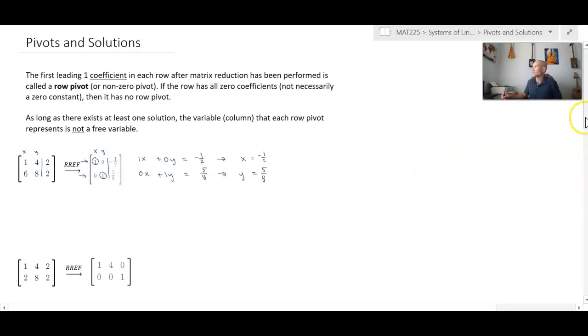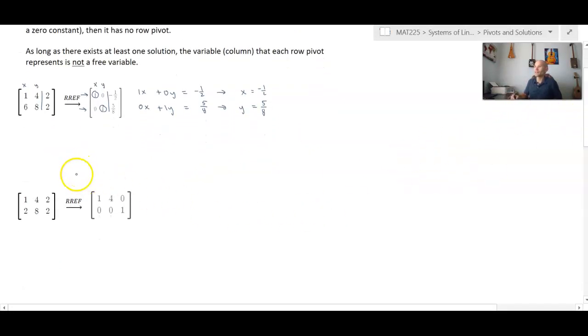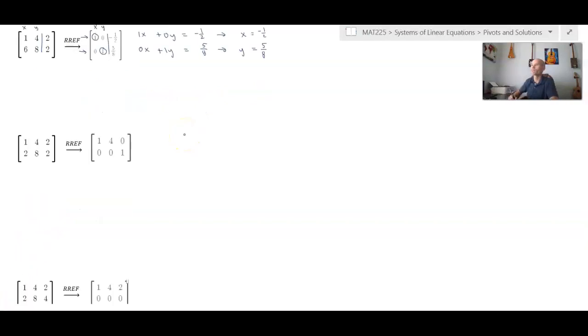In our next example here, something is a little bit different, and this system is 1x plus 4y equals 2, and 2x plus 8y equals 2. Now, if we actually look at the system, we notice that the coefficients of x and y from the first row to the second row are just doubled. However, 1x plus 4y equals 2, and the statement 2x plus 8y equals 2, which is really 1x plus 4y equals 1, leads to something a little bit different.